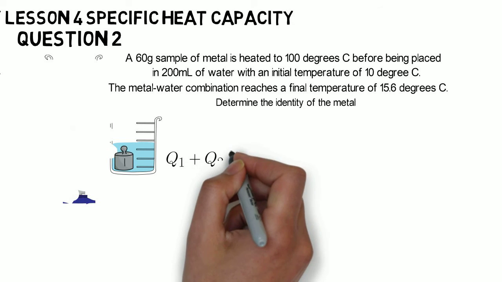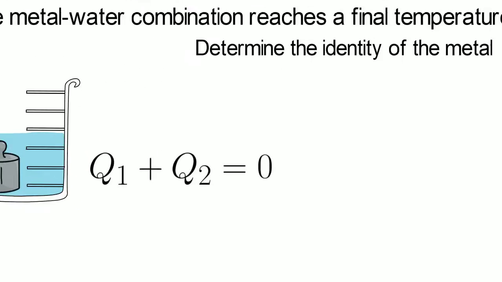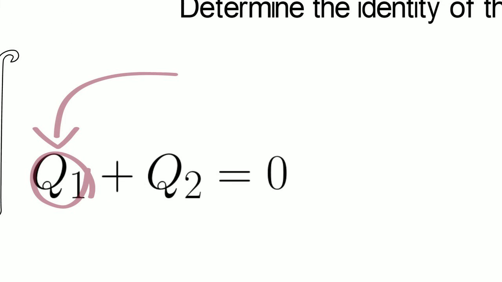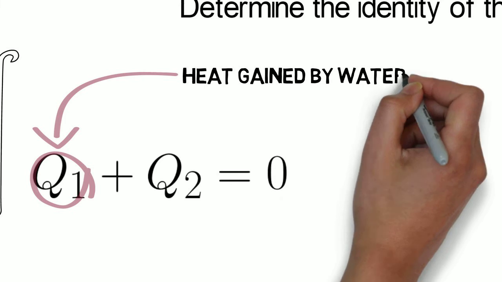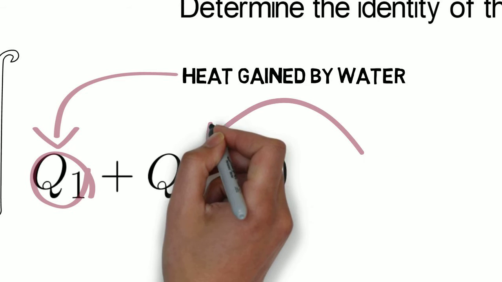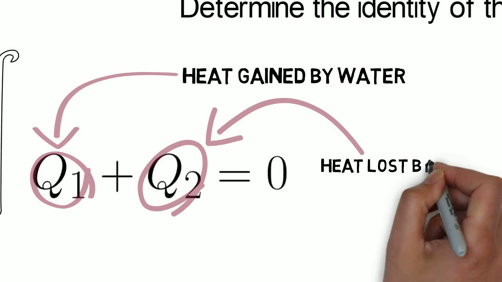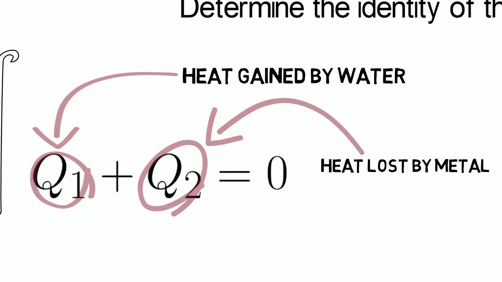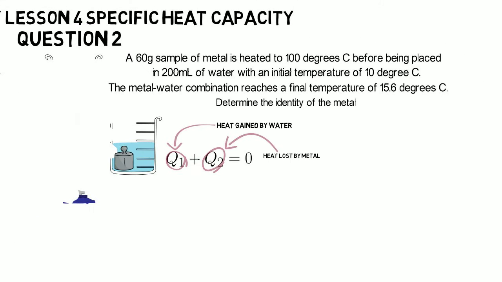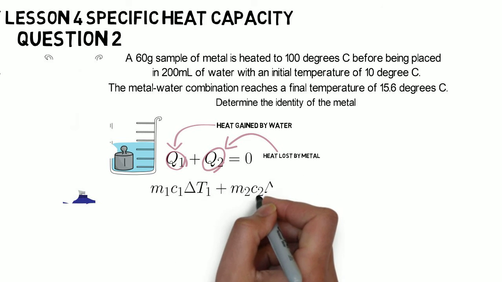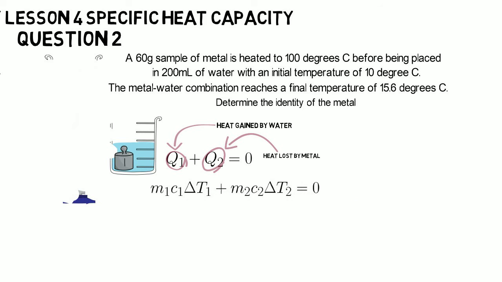So we're going to use Q1 plus Q2 equals 0. This comes from energy conservation. If we label Q1 to be the heat gained by the water and Q2 to be the heat lost by the metal, whatever the water gained, the metal would have had to lose. So expanding on that, we have m1c1 delta T1 plus m2c2 delta T2 equals 0, where 1 is our water and 2 is our metal. But we don't know the mass of water.